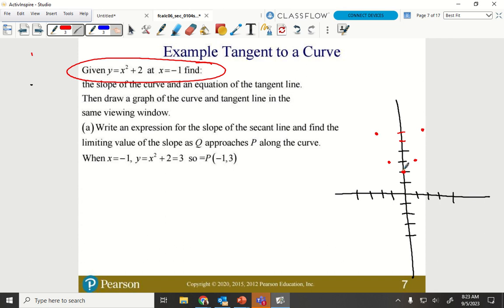Here. So here's what my graph is looking like right here. And the point that I want is x equals negative 1. That's this point right here.